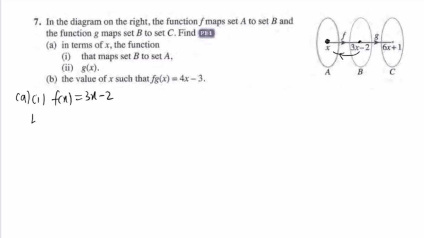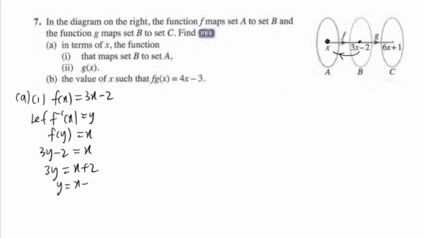So we say let f inverse x be y. f(y) is now x, 3y minus 2 is now x, right? 3y is now x plus 2, y is now (x + 2)/3, therefore f inverse x is (x + 2)/3. Yeah, just to remind you, the way I do is a bit different from the textbook. The textbook will always let f(x) equal y, then you solve for x, make x the subject. I'm letting f inverse x equal y, so I'm finding y as the subject.